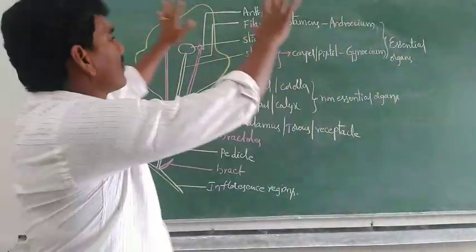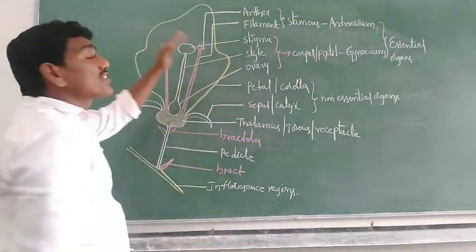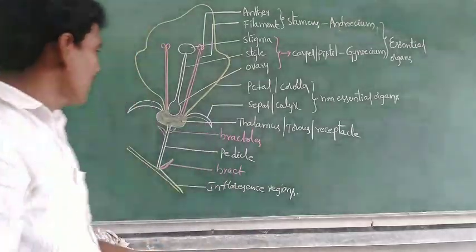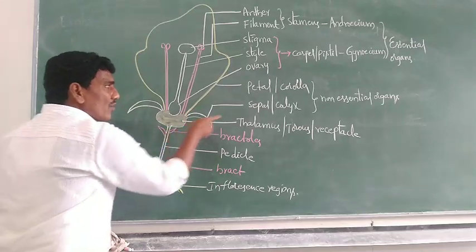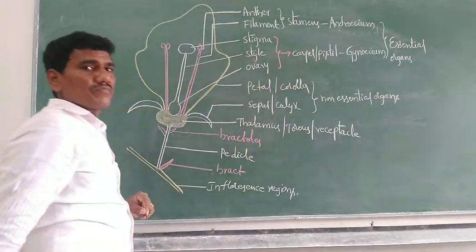This is the brief explanation of the structure of the flower. See this one here, this is nothing but the branch, the pedicel. Calyx, corolla, androecium, gynoecium.